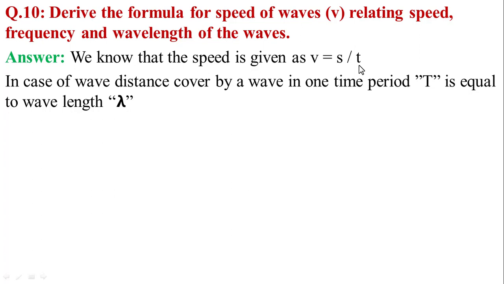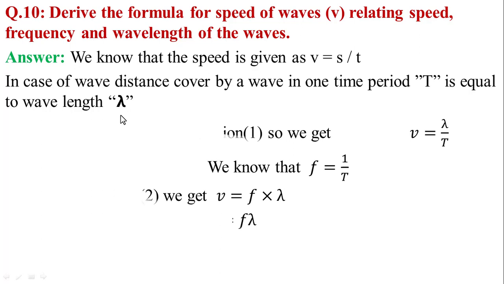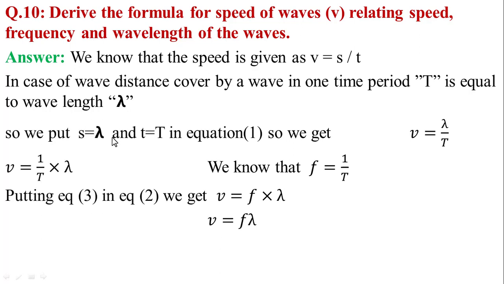S upon T, or simply we can say that speed is equal to distance upon time. So we can write that V is equal to S upon T. In this case, the distance covered by the wave in one time period T is equal to the wavelength that is denoted by lambda. So we can replace distance S with lambda, and time t is equal to time period T, in equation number 1. Then we get V is equal to lambda upon T. So we write that V is equal to 1 upon T multiplied by lambda.